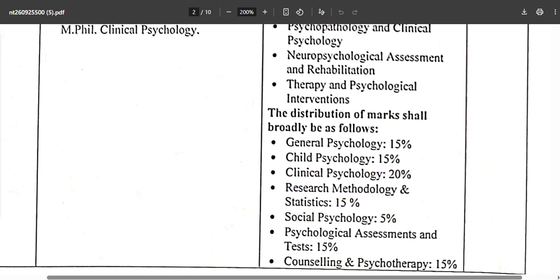And now interestingly, there will be approximately 5 questions on the social psychology portion as well.